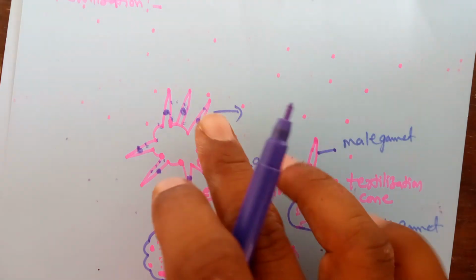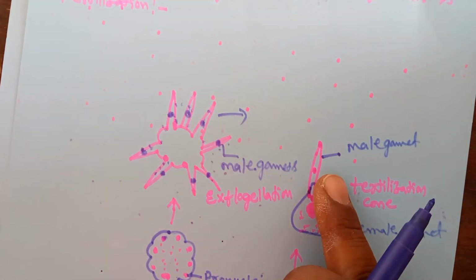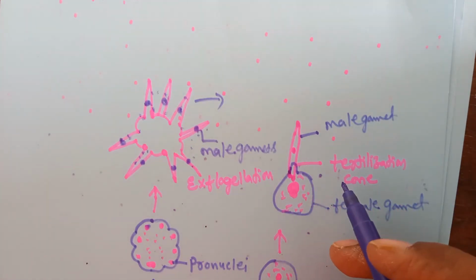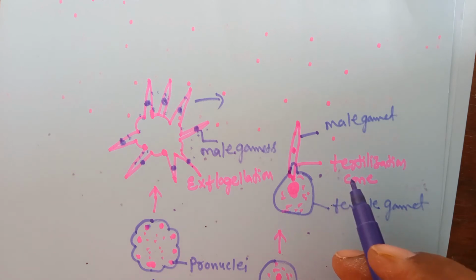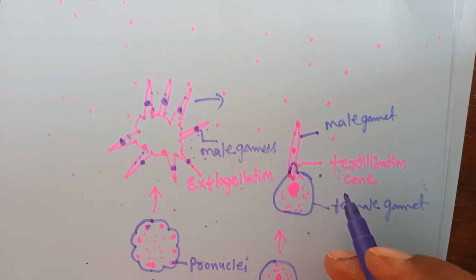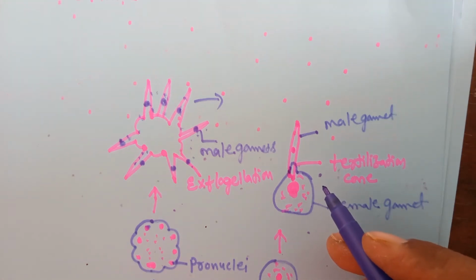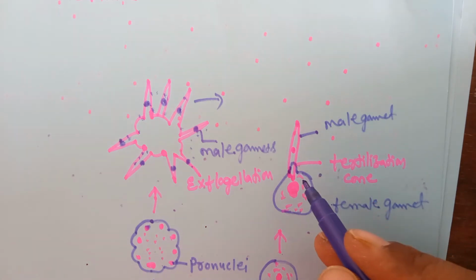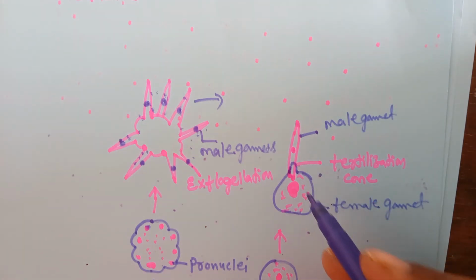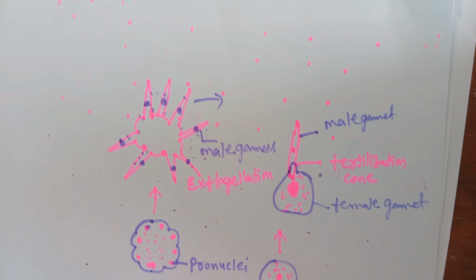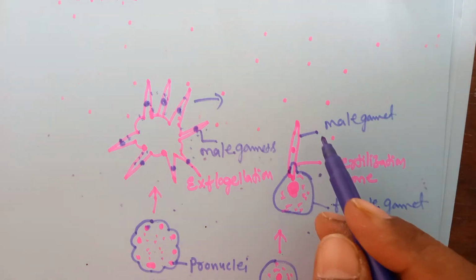So here one male gamete cuts off from the body and, with lashing movement, moves freely in the mosquito crop wall part and makes contact with the female gamete. These two gametes are dissimilar. That is called anisogamy.